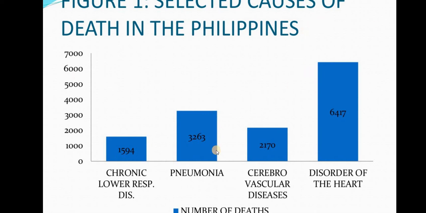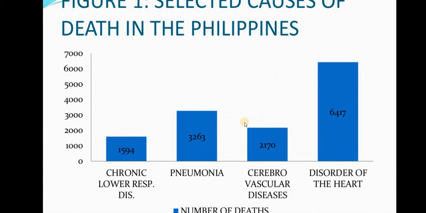In this figure you can see deaths in the Philippines. Here you can see the data starting from 0 and going up to 7,000 on the y-axis. For chronic lower respiratory diseases, the number is 1594. We know where it will come: between 1000 and 2000. We mark it here. This is the diagram.